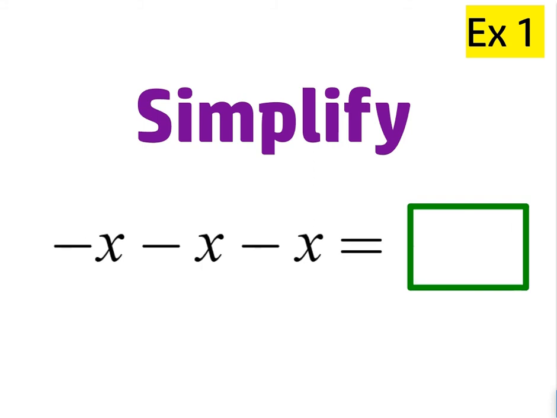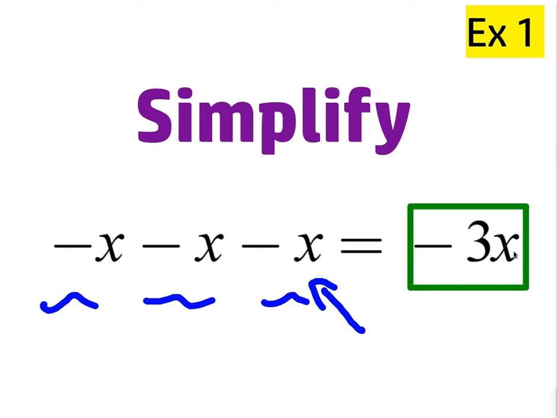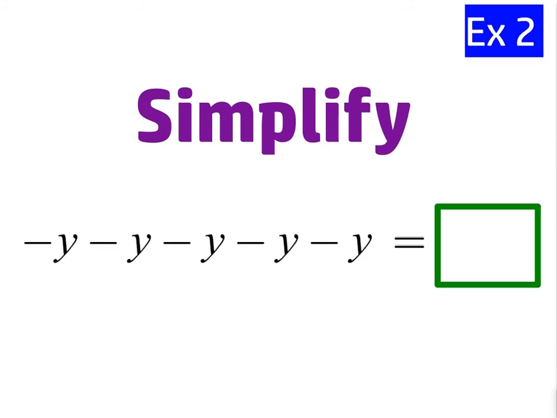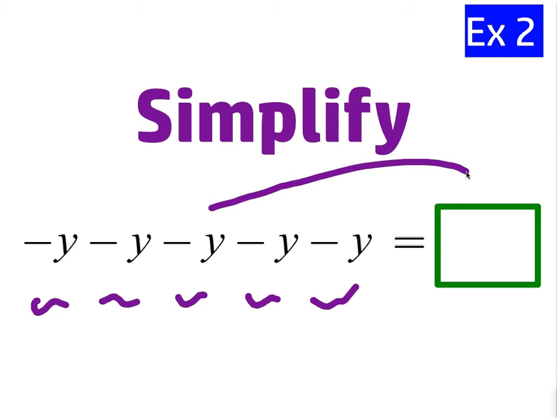Okay, first example, we have minus x minus x minus x. My question is, how many times did we subtract it? 3, right? So we know the negative is going to go out front because it's being subtracted. And what are we subtracting? We're subtracting the x. So therefore the answer is negative 3x. Okay, now we have minus y, minus y, minus y, minus y, minus y. We subtracted y 5 times, so the negative is going to go out front, followed by the number of times we subtracted, which is 5, followed by what we subtracted, which is y.